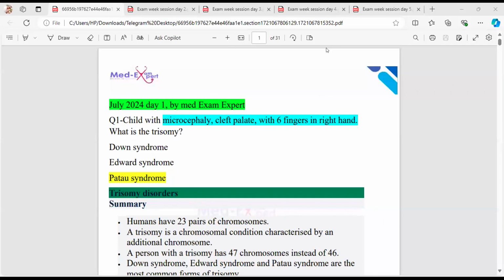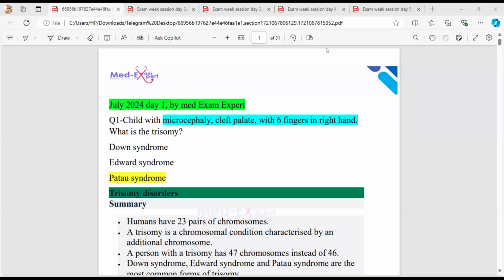Hello, doctors. This is me, Dr. Neelofar Abro, and here I'm going to discuss the July exam questions. I will show you how we prepared the files, with the explanation and everything.